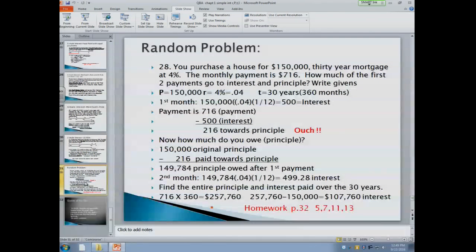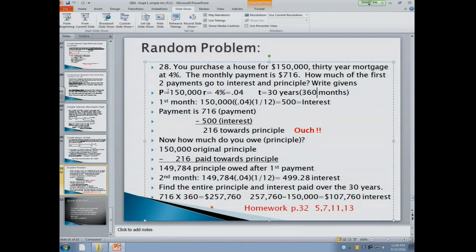Want to talk about mortgages. We're actually going to do a whole chapter on mortgages. But here we purchased a house with a mortgage of $150,000, 30-year at 4%. We know we're going to pay $716 every single month. So we're going to pay for 30 years times 12 months, 360 times. That's how many months are in 30 years. So we are going to pay $716 for 360 months.